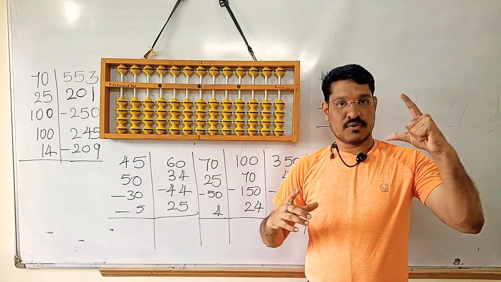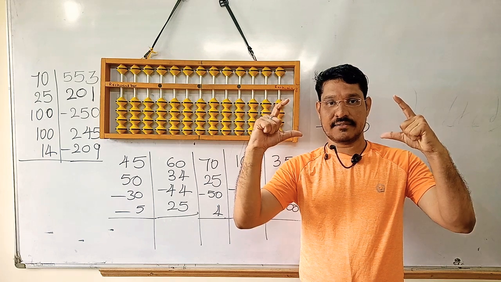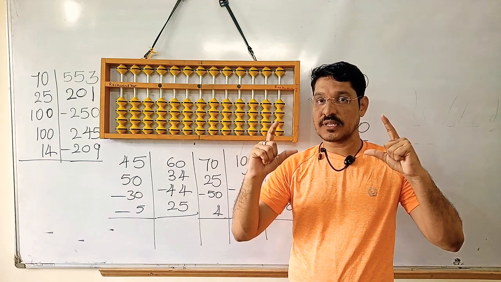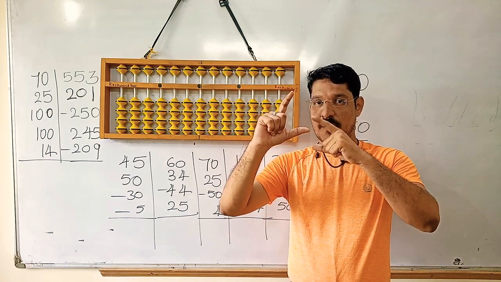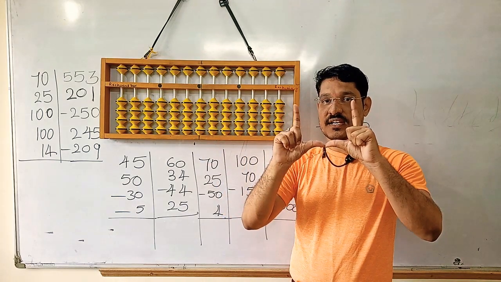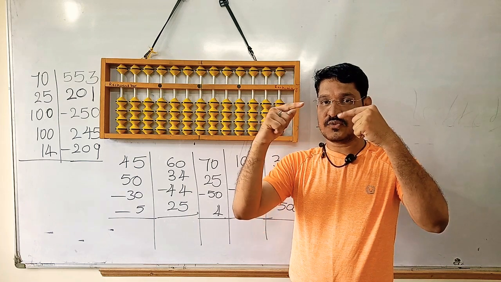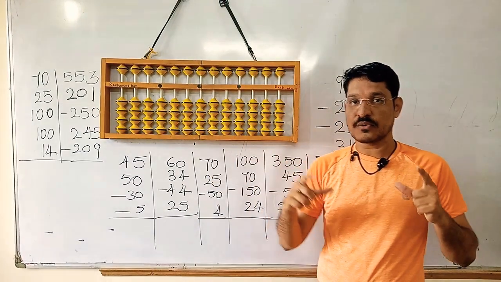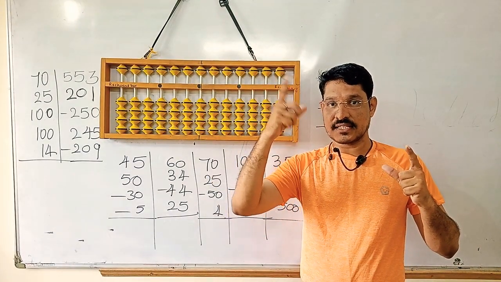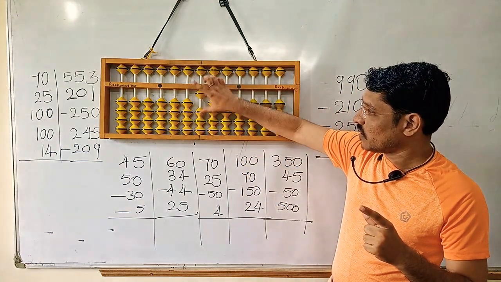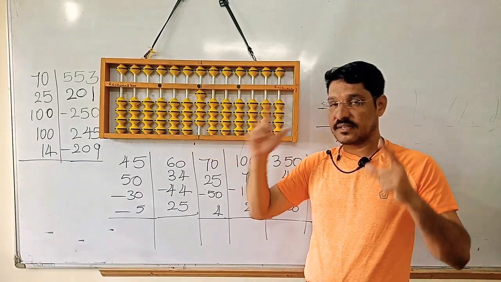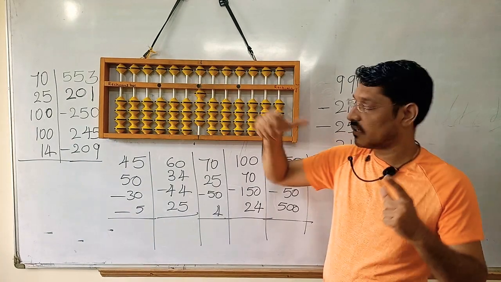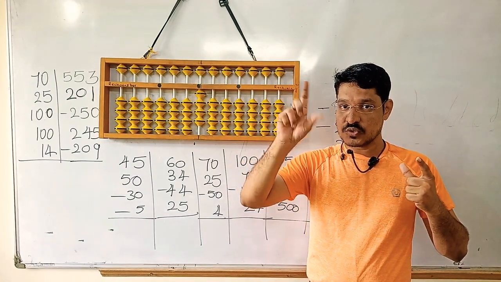How to do it? Just hold your hands, right hand and left hand, like this. If I say plus 5 or plus 4, how to do plus 4? These two fingers will be used for the lower beads, and these two fingers will be used for the upper beads. For example, if I say plus 4, you can go directly to 4, or 1, 2, 3, 4, like this. Just imagine this in your mind.